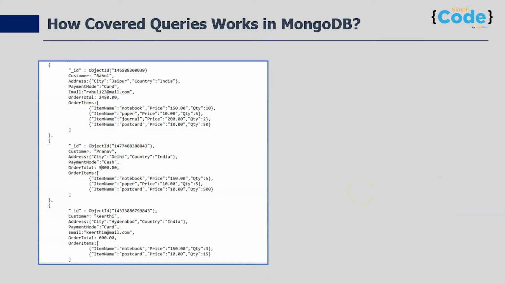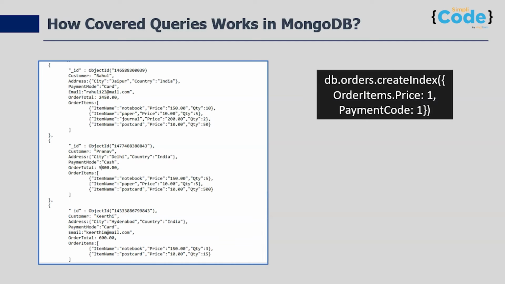Now, before getting into the execution part, let us just consider a simple example of how covered queries work in MongoDB. Let's say I have a collection here which has 3 different documents of various customers like Rahul, Pranav and Kirti, and the orders that they have placed and the various personal details like address, payment mode, email, order total, order items. We have an array field here wherein we are storing various fields in order items like item name, like notebook, paper, general or postcard, and even their price and the quantity of the items. So we have 3 different documents present in the collection here.